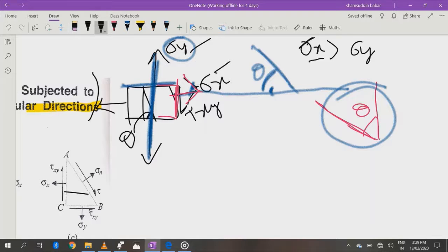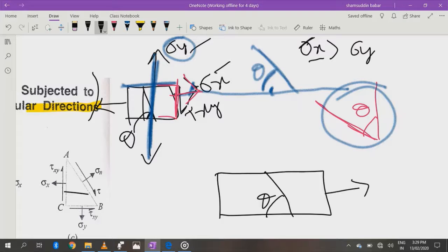Now I have my figure. I understood already this: my oblique section will be at an angle theta from major principal stress, and my major principal stress is here, stress x, and shear stress is in clockwise direction, and here minimum principal stress y.